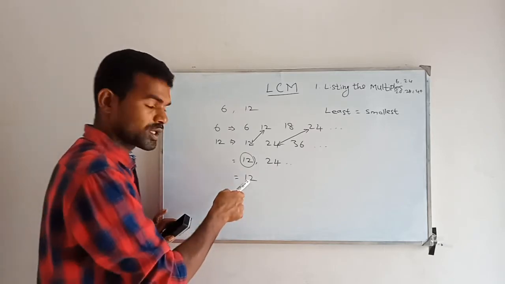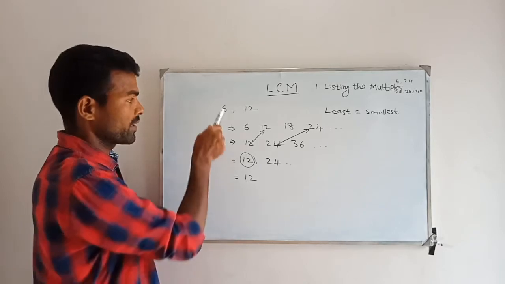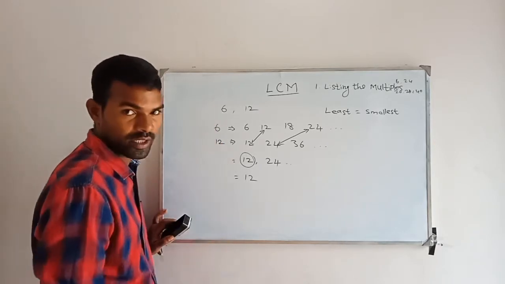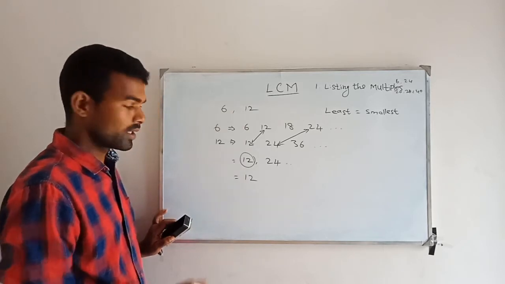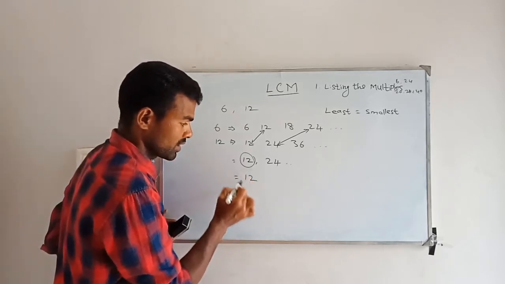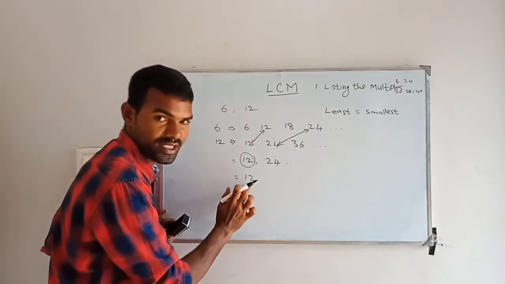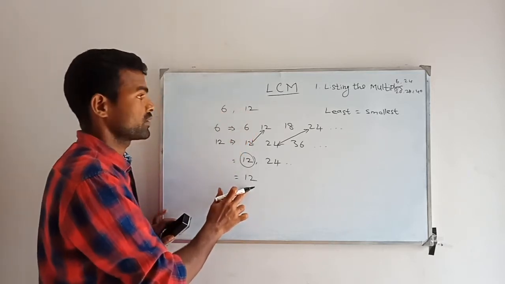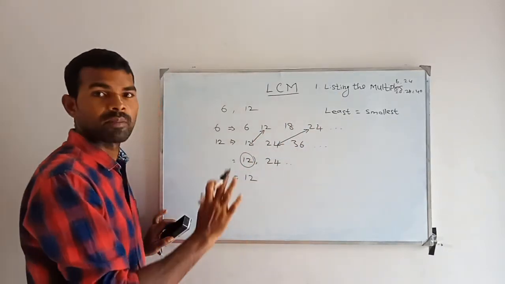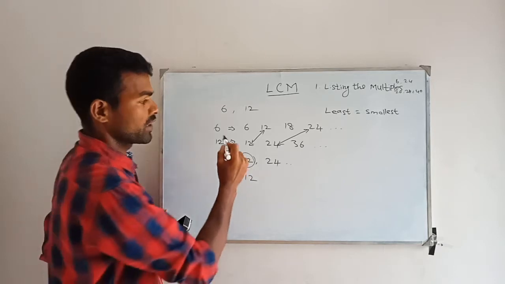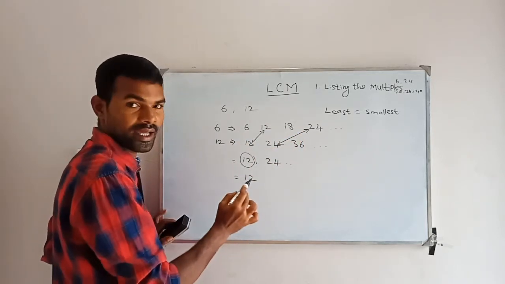You can divide this 12 exactly by both numbers. You can divide 12 by 6, two times. You can divide 12 by 12, one time, exactly. This is the least number that can be divided by both numbers. So this is by listing the multiples, the first method. You have to write the tables, find what is coming common, and write the answer.